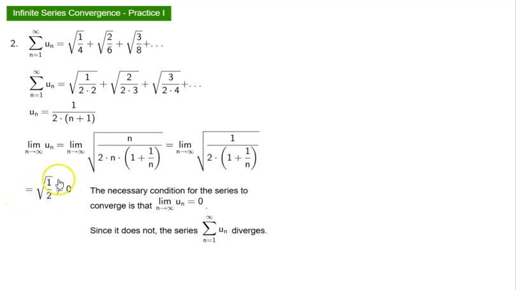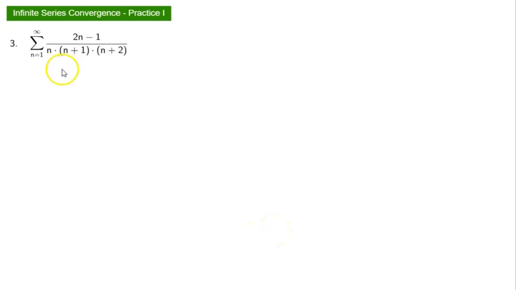Here it is not. So directly we can say that the series diverges. Let's look at the third one. Now here we have the series 2n minus 1 divided by n times n plus 1 times n plus 2. So first step is U sub n. We are given the U sub n itself. So this is the U sub n.